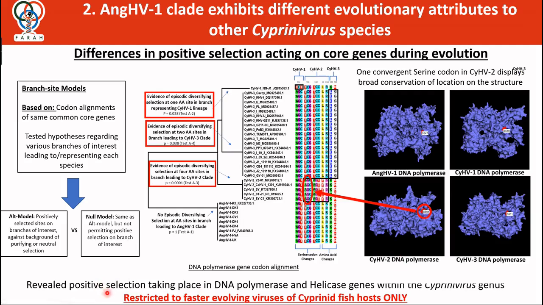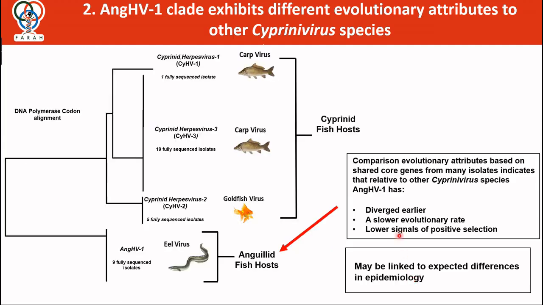But the important point here is that these significant positive selection signals were only detected in faster evolving viruses of cyprinid fish, with nothing significant detected in anguillid herpesvirus 1 sequences. So we see a trend emerging here indicating that anguillid herpesvirus 1 is somewhat different. It appears to have diverged earlier under a lower evolutionary rate and displays at best lower signals of positive selection.